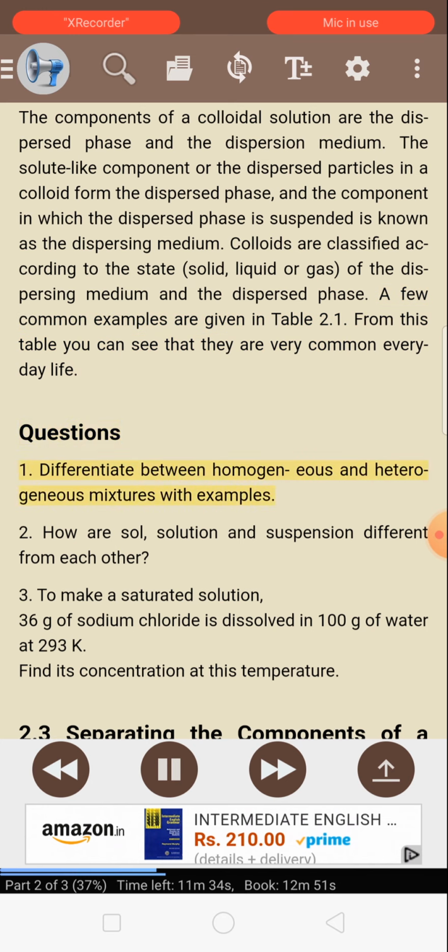Questions. 1. Differentiate between homogeneous and heterogeneous mixtures with examples. 2. How are solution, colloid and suspension different from each other? 3. To make a saturated solution, 36 grams of sodium chloride is dissolved in 100 grams of water at 293 K. Find its concentration at this temperature.